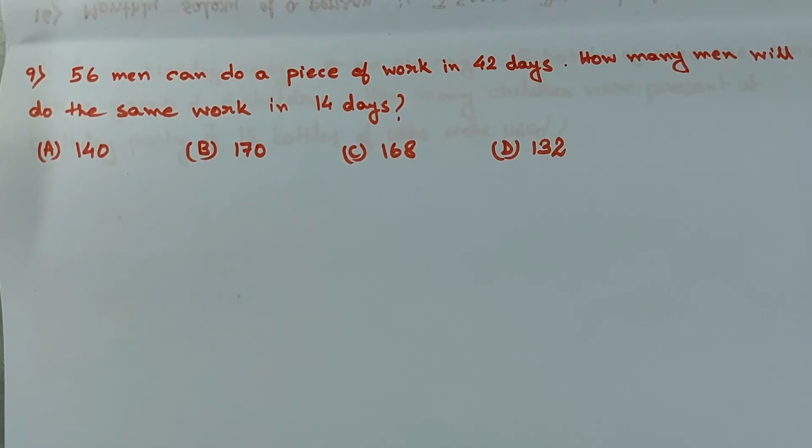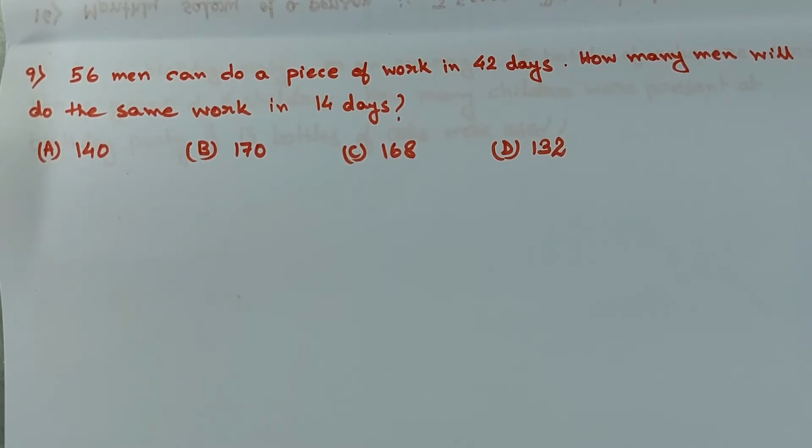56 men can do a piece of work in 42 days. How many men will do the same work in 14 days? That is the question. Here, the relation between men and days will be either direct or indirect. That means men and days will be either proportion or inverse proportion. Let us see by this example.